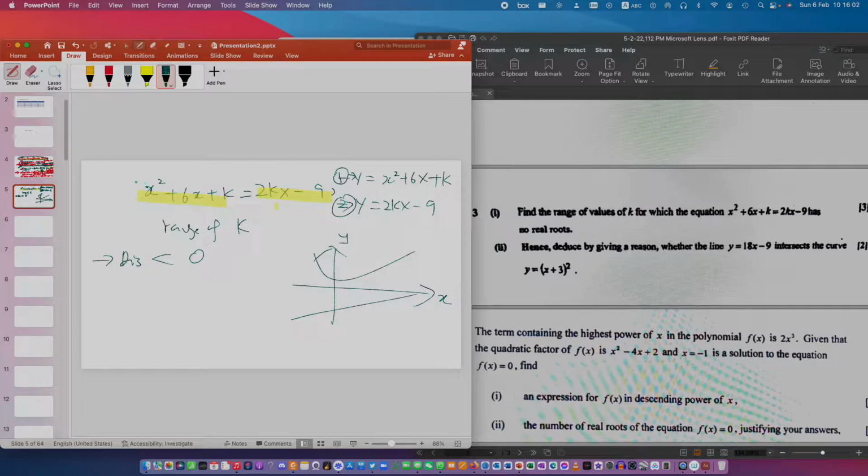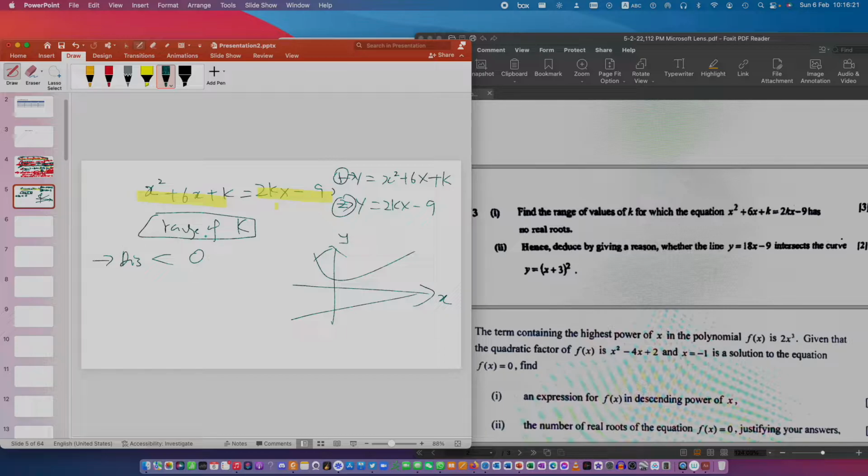So you start to use the discriminant when the question is in x, but they ask you for the range of k. They are not asking you for the range of x. Can you see that? They're asking you for the range of k. If they ask you for the range of x, then you don't have to use the discriminant.